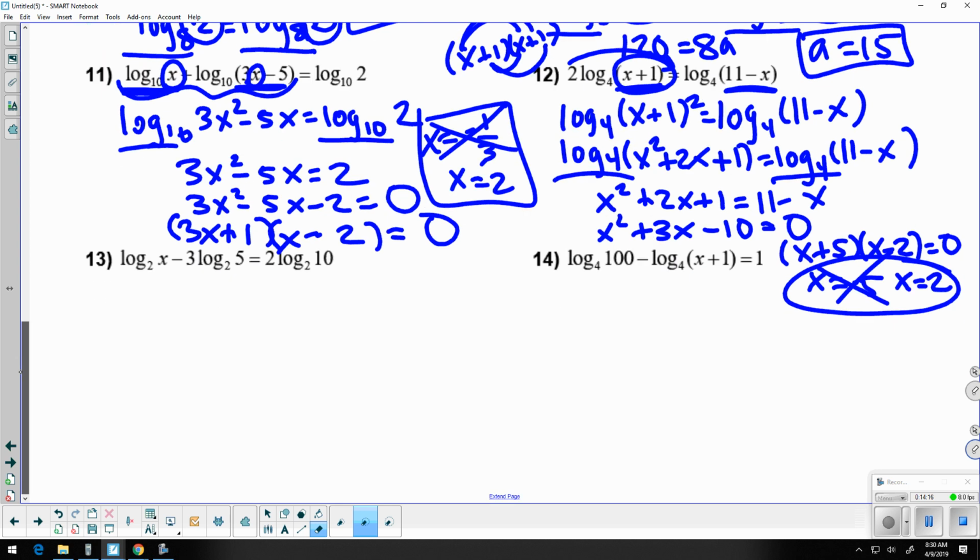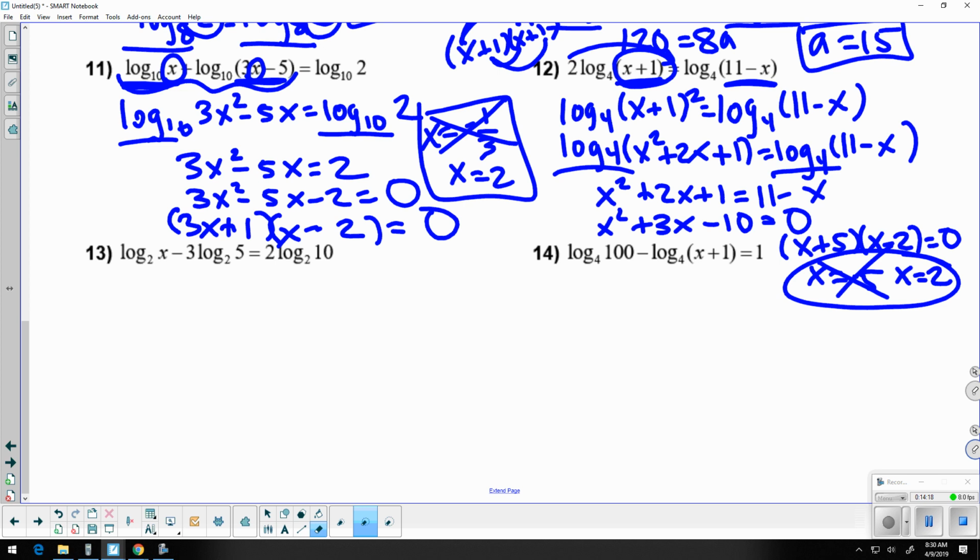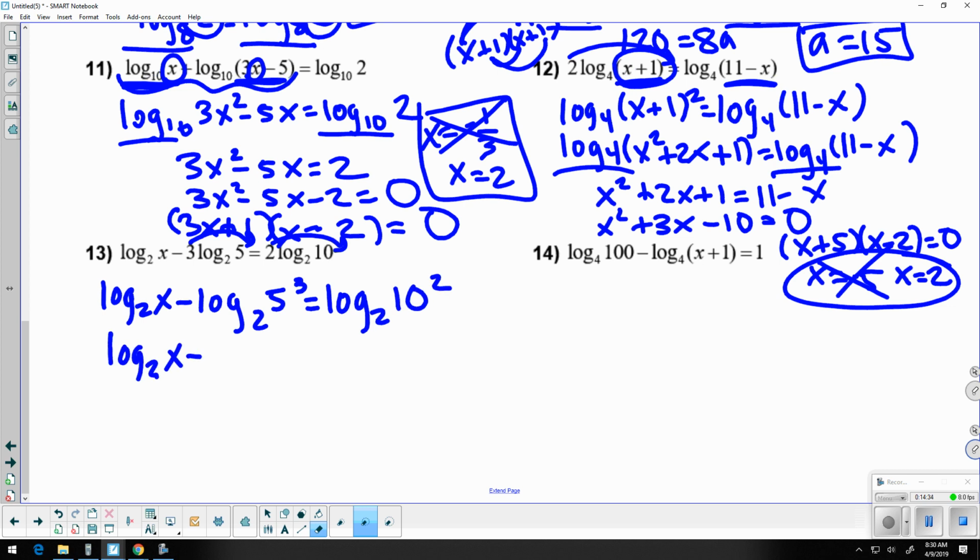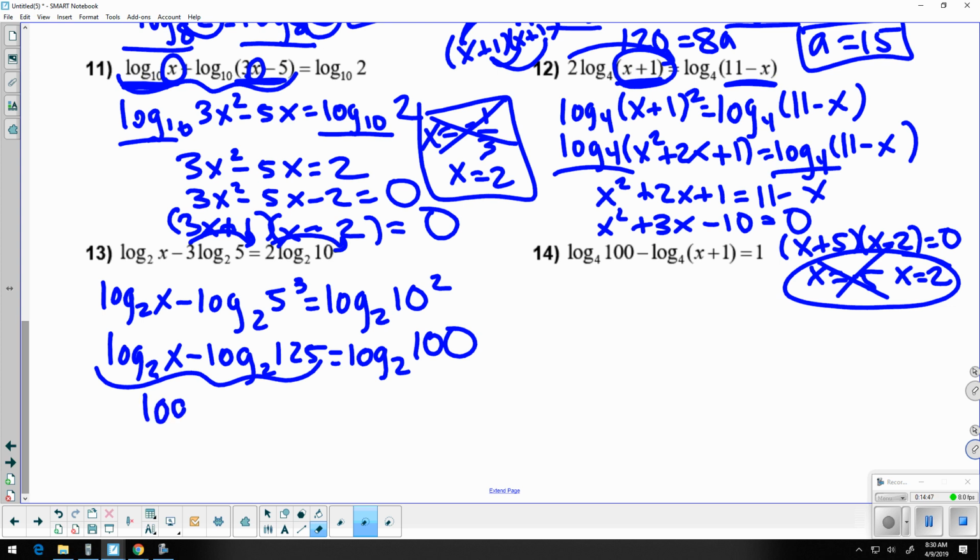So for number 13, next example, again, first thing I see, exponents, push back the 3, push back the 2. So we have log base 2 of x minus log base 2 of 5 cubed equals log base 2 of 10 squared. So that's log base 2 of x minus log base 2 of 125, that is 5 cubed, equals log base 2 of 100. Next, combine these two logs to be 1 by division. There's a minus sign in between, so that's log base 2 of x over 125 equals log base 2 of 100.